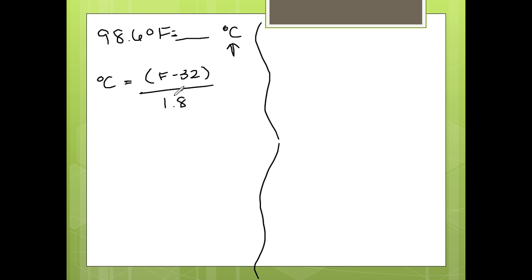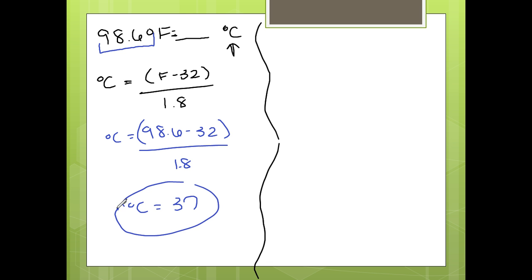Now where the F is located in the equation, that's where I'm going to put my Fahrenheit. So I have degrees C is equal to 98.6 minus 32 over 1.8. Now when you're putting this into the calculator, especially with this one, because you have parentheses, you have to be careful. Your calculator does not know the order of operations, so you have to do it for her. So I have 98.6 minus 32. I'm going to hit my equal sign. Then I'm going to divide by 1.8. So I get degrees Celsius is equal to 37.